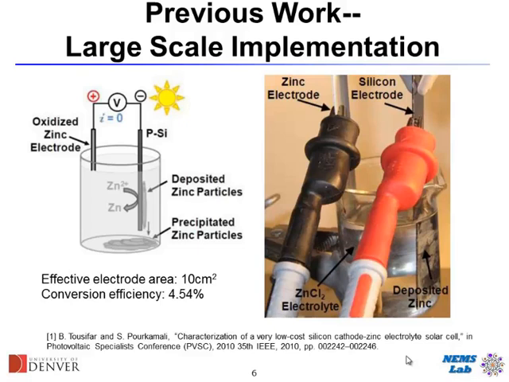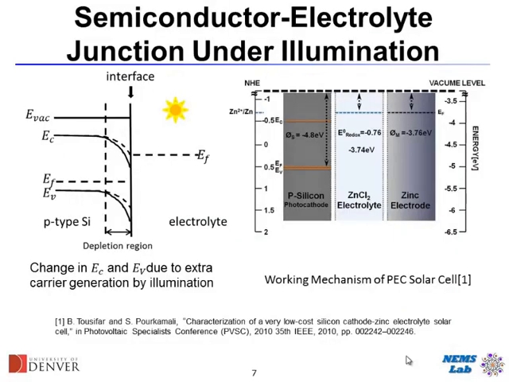Here's a picture of the real thing. We could get efficiencies up to about 4.5%. It's not a record high, but again, given the simplicity of the system, it's pretty good. Here's a little bit of detail of what happens. Here you have the band gap of silicon. It's p-type silicon, so the Fermi level is down there.